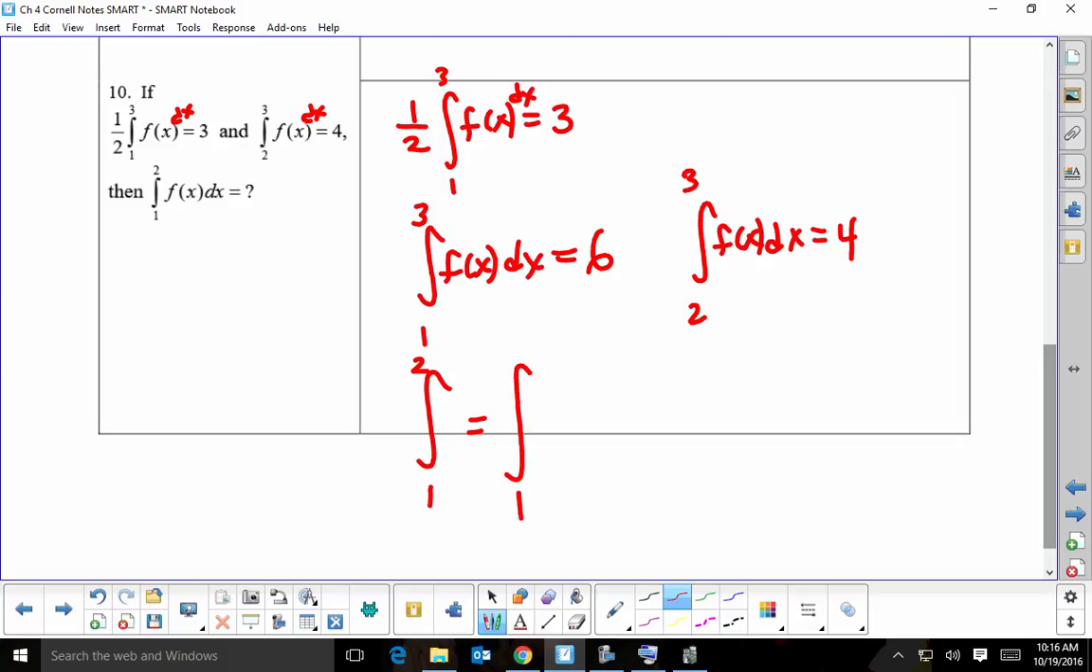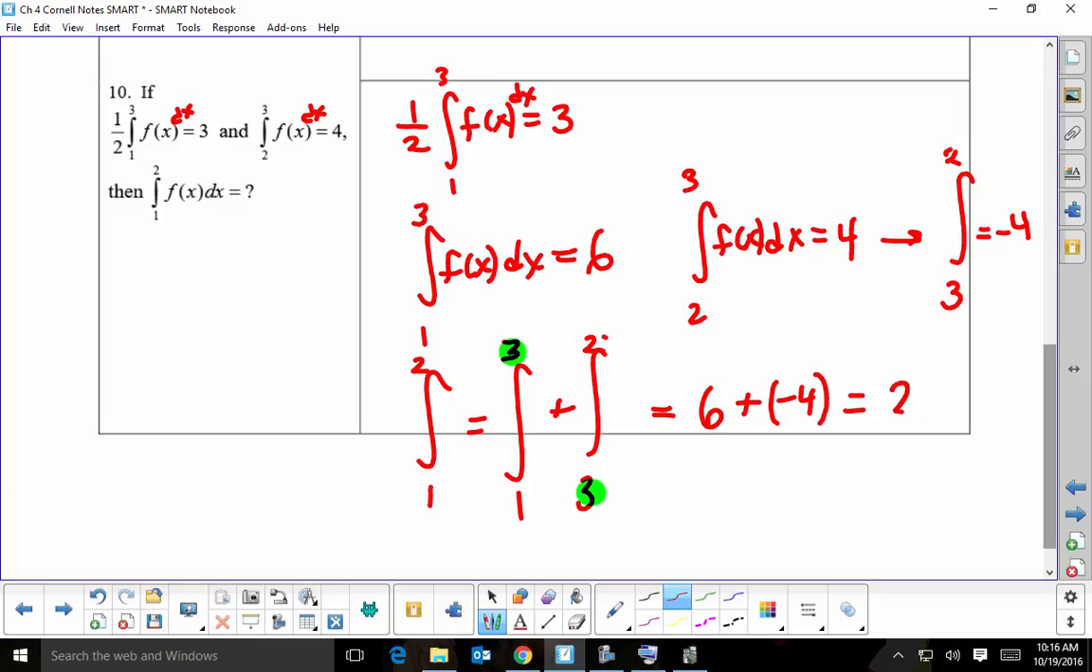I could go 1, 2, 3, and then 3, 2. Does that make sense? So those just have to match. This guy and this guy have to match. So basically we want 1 to 2. Well, 1 to 3 we know is 6. But we don't know 3 to 2. We know 2 to 3. So 3 to 2, what do I do with that number? When we flip-flop, we negate it. So 3 to 2 would be negative 4, for a final answer of 2.